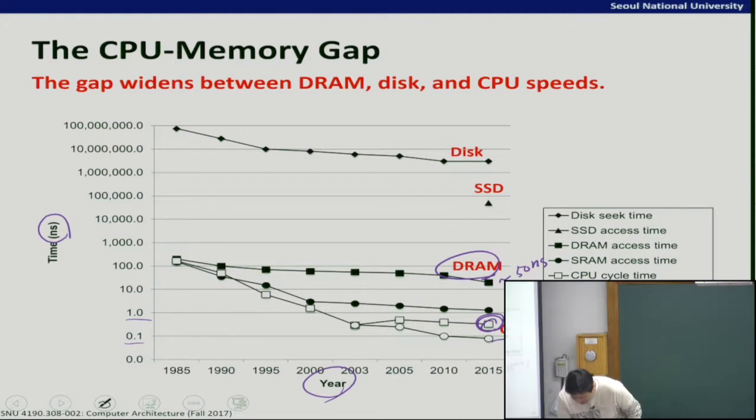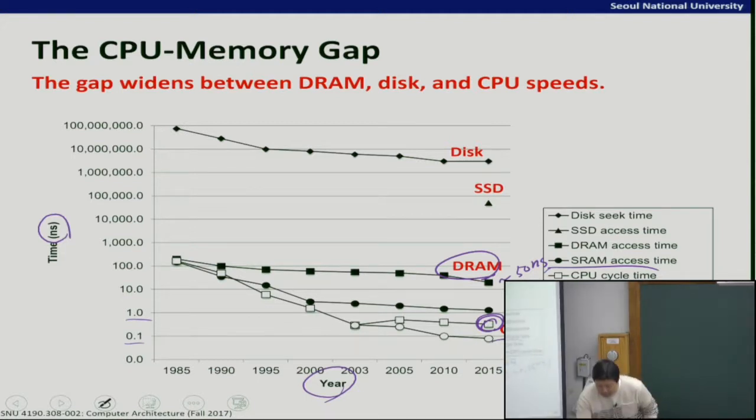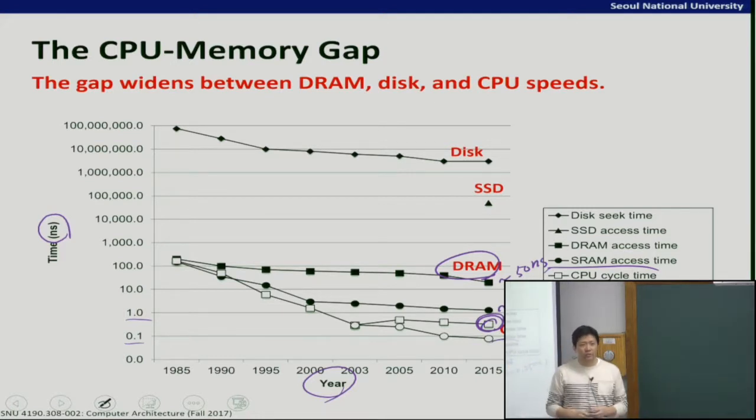And SRAM is much faster. SRAM's access time is close to 1 nanosecond, and DRAM is like 50 nanoseconds. What about disk? If you want to fetch a block from the disk, it takes in the millisecond range, up to a millisecond to read the value.